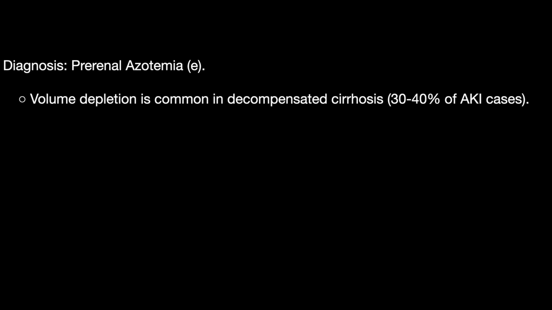On physical examination, you find dry mucosa, no edema, and a volume depleted state. Lab shows elevated creatinine and BUN. The urine analysis has bland urinary sediments and low urinary sodium, which are all consistent with a prerenal cause of azotemia.